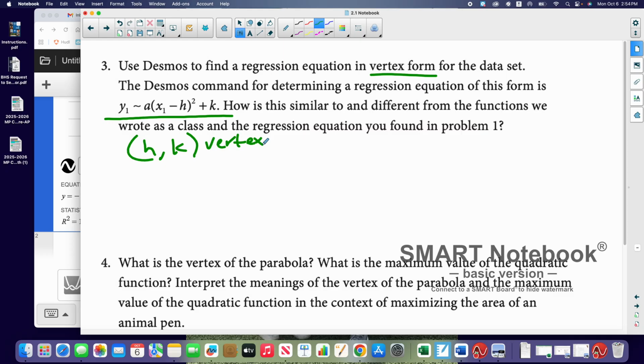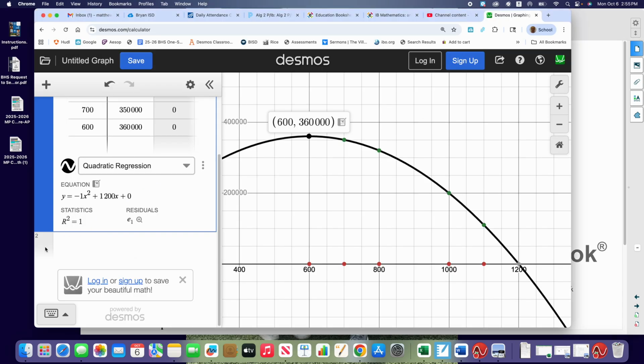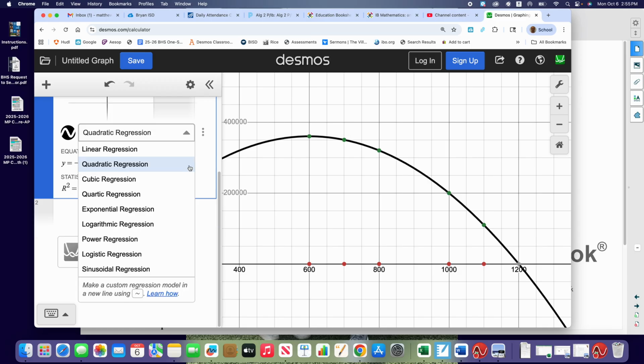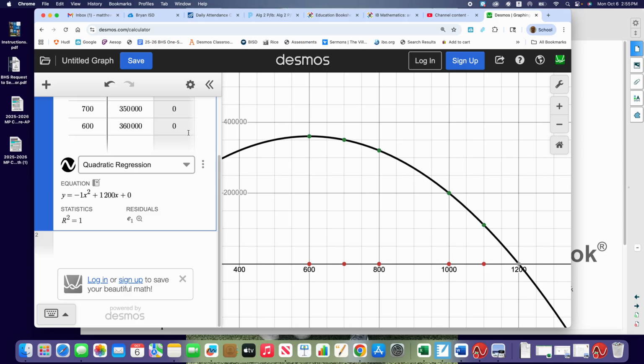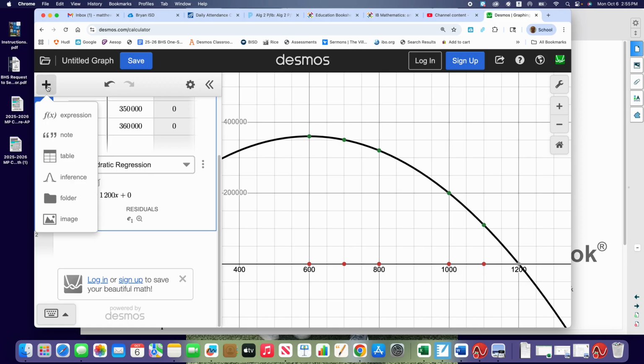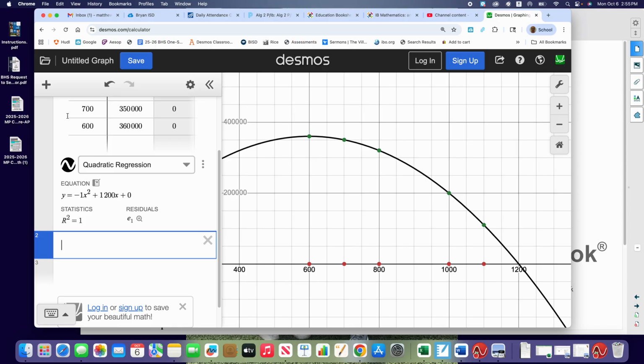The only bad thing about this is when I go through my drop-down menu right here, it asks me which form, but they're already in a predetermined form for me. They're all in standard form, but it's asking me to write it in a different form. So in order to do this, I'm going to have to customize this myself. I'm going to hit the plus sign, hit expression, and type in what is on the page there for me. So I'm going to type y1 on my Chromebook.